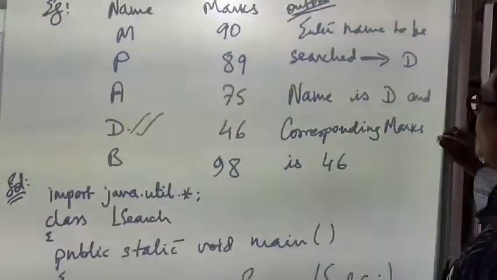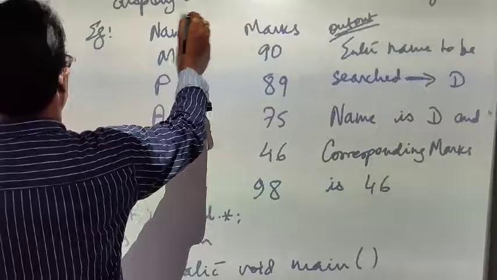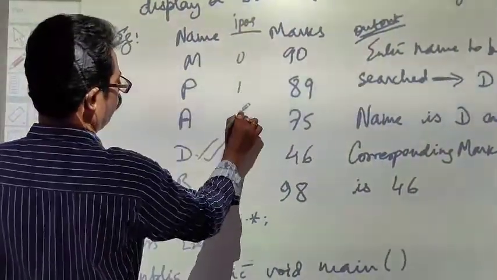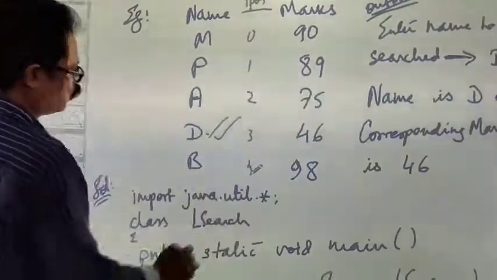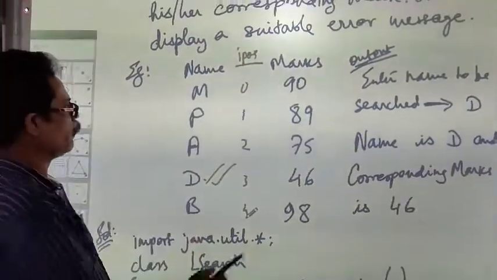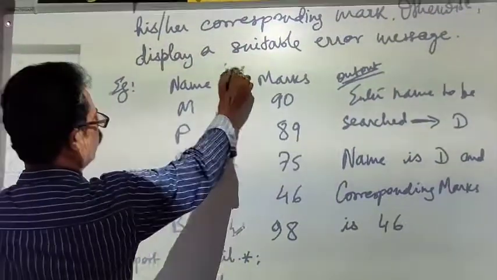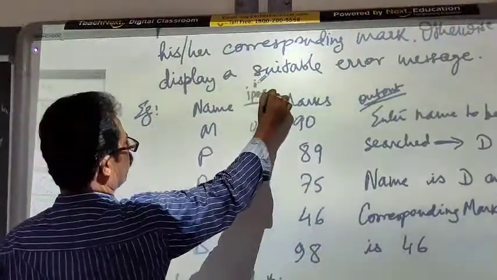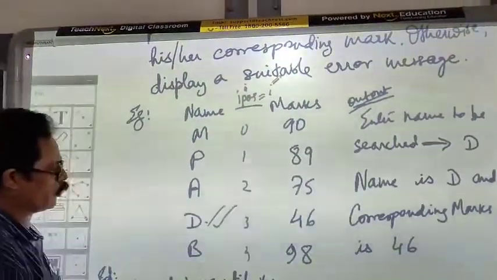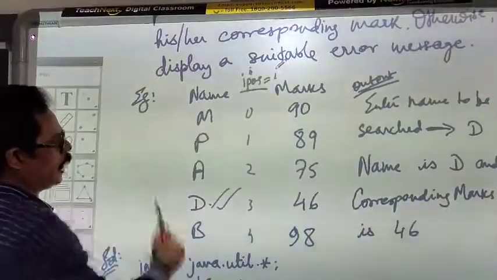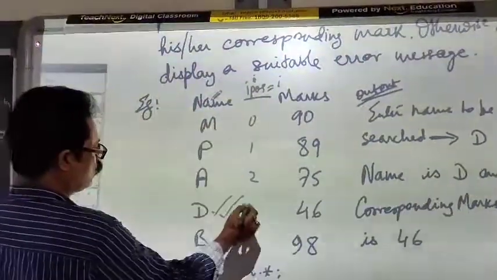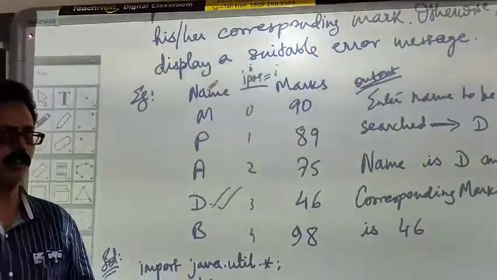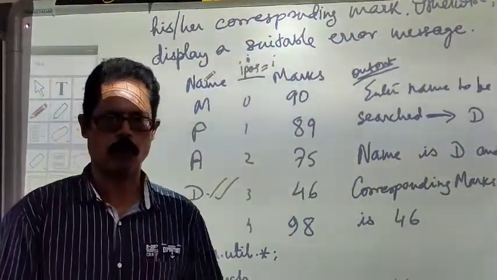So here ipos stands over here. ipos is here: 0, 1, 2 and 3, and then you have 4. So the value of i will get stored in ipos, that is, ipos is equal to i, that is the meaning over here. When i is equal to 3, 3 will get stored into ipos. So n[3] is D and m[3] is 46. This is how you get the answer as an output.